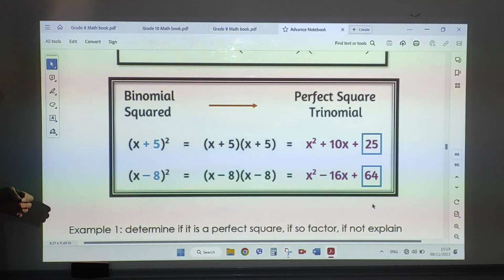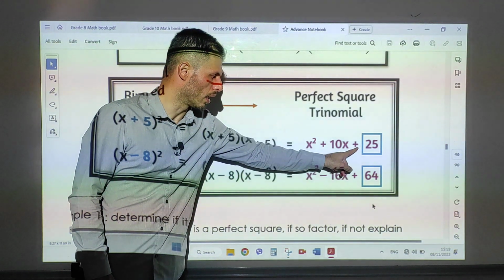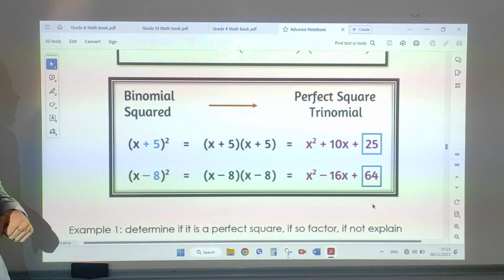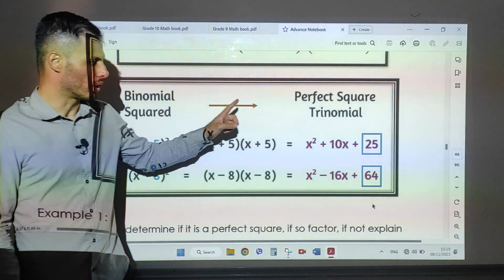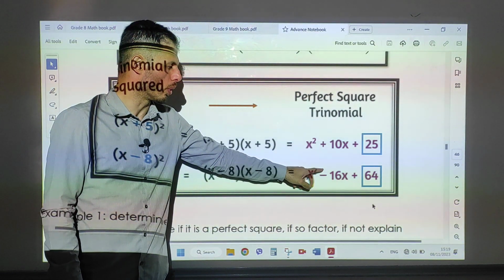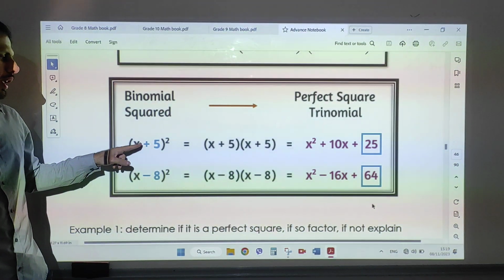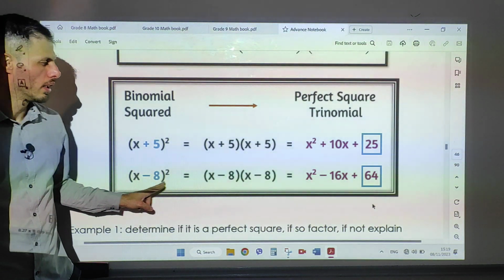Always in the perfect square trinomial, the last sign, this one, always would be plus, positive, always. Always must be positive in perfect square trinomial. But this one, it's possible to be positive or negative. It will be one of them according to the sign inside the bracket from the beginning. If it's plus, that will be plus. If it is minus, that will be minus.